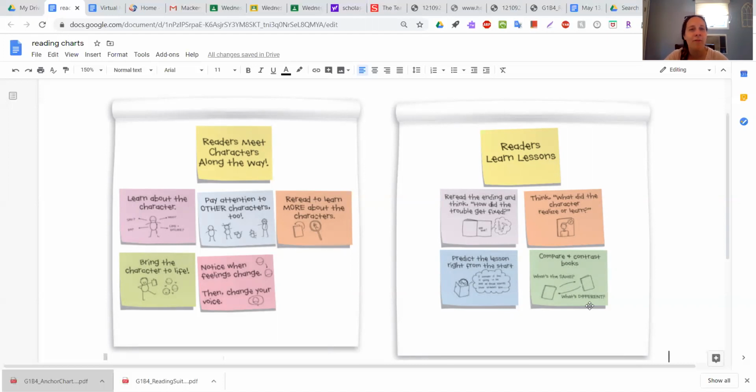And then I want you to go off to read in a cozy place. You could use Get Epic, you could use Raz Kids, or you can use books from your own home. But try to read a just right fiction story.